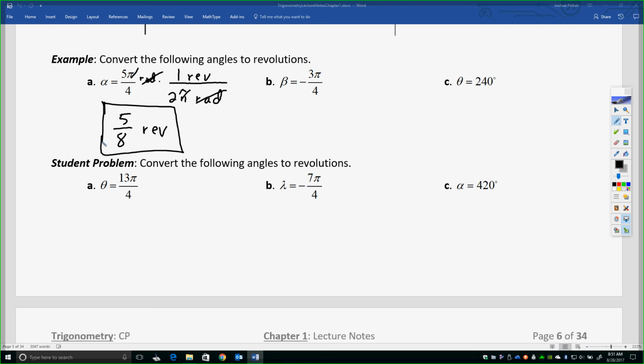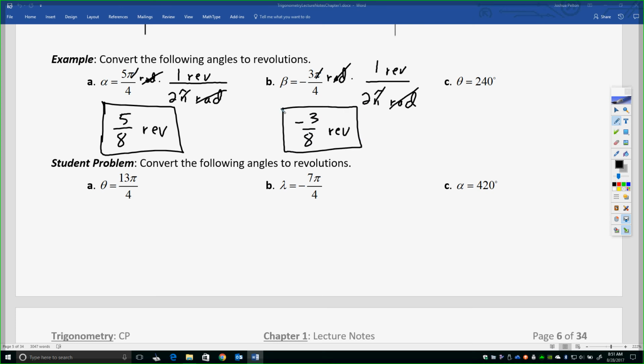Next one is also in radians. We'll multiply that by 1 revolution over 2 pi radians. Again, the radians will cancel, the pi's will cancel. So we get -3/8 of a revolution. We're going backwards around the circle, or clockwise, and we didn't make it all the way around again.